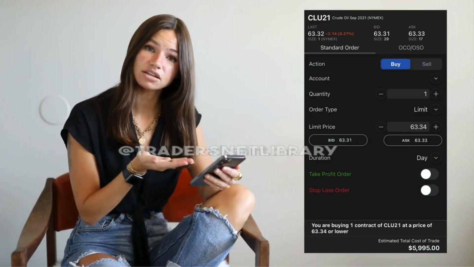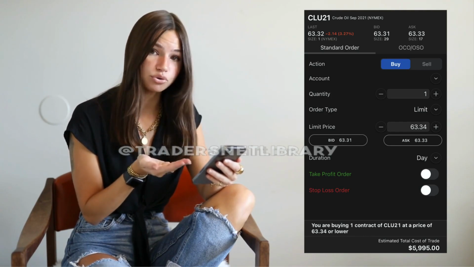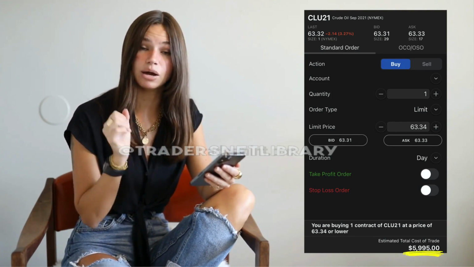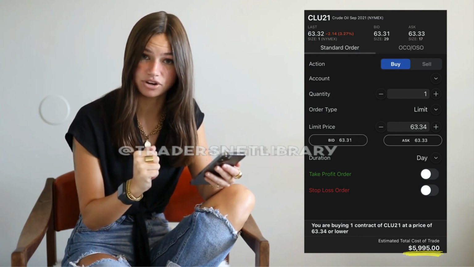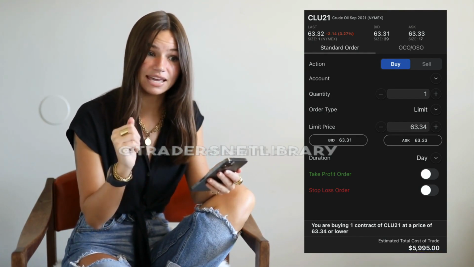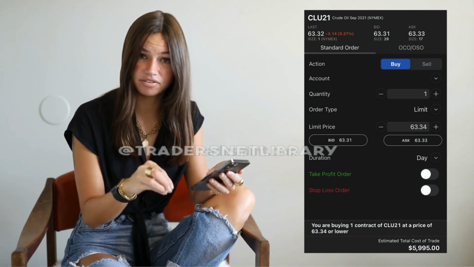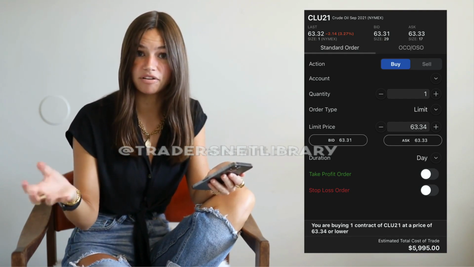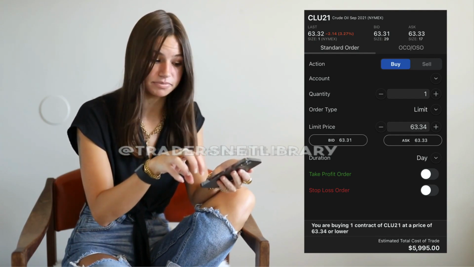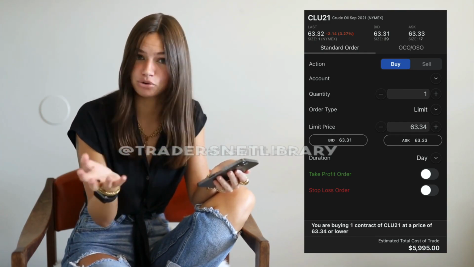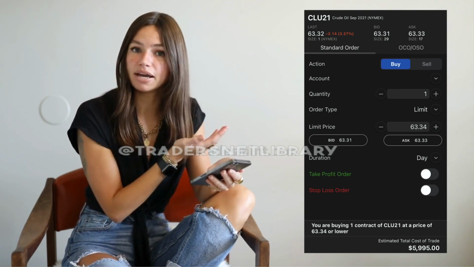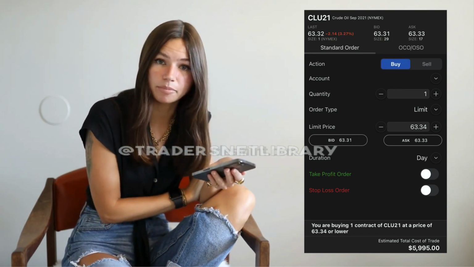But this position right here for crude oil, it cost me $5,995. So that was how much it cost me to get into my trade. So the cool thing is it cost me $5,995, and then I was able to make a $3,000 profit with that amount of leverage. So it was incredible. I mean, the ratio is incredible compared to the profits that I've been making with the stock market.